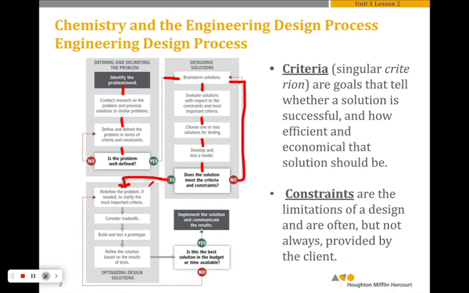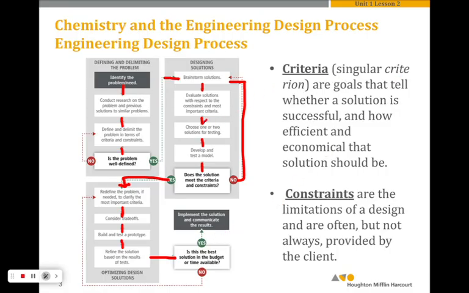After we have a good solution that passed the initial testing, we redefine the problem if we need to, and clarify the most important criteria. We consider what trade-offs we need to make so we can meet those criteria. And then we build and test a prototype, and after testing of the prototype, we refine it further until we have something that's really capable of solving that problem with the best budget and within the time that we have available.